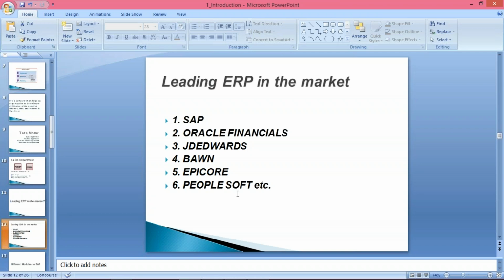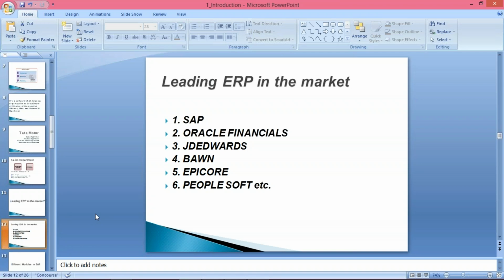So there are several ERPs in the market, out of which I have written a few names here: SAP, Oracle, Epicor, PeopleSoft, Navision, Tally. These are all ERPs. Now if you talk about SAP, what we are going to do is learn this SAP itself. But it doesn't mean that you are going to learn the entire SAP. SAP is just like an ocean. SAP is not a small thing.